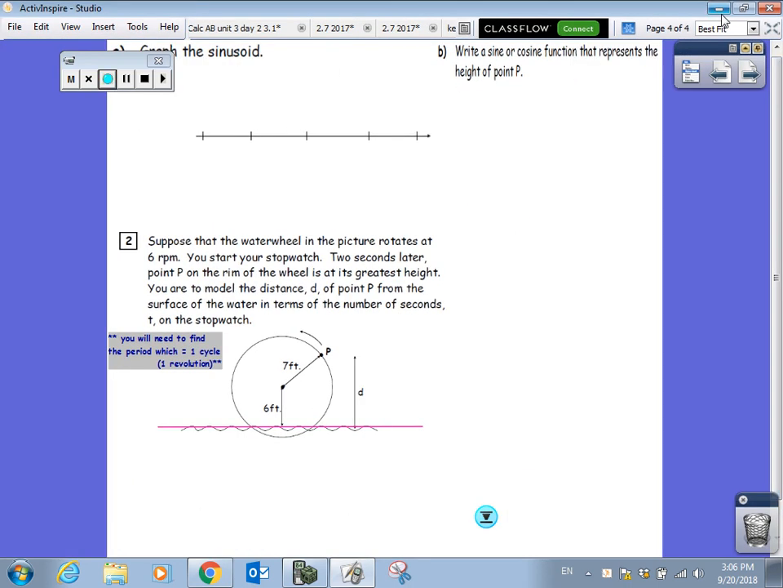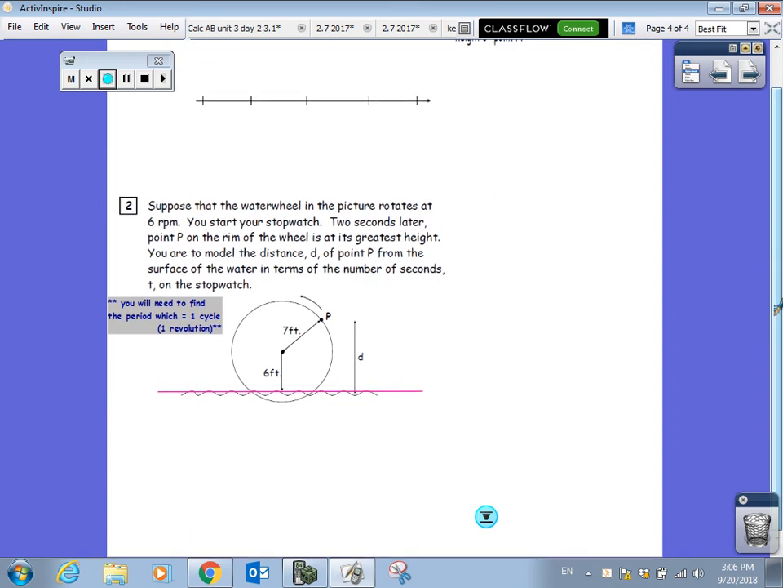All right, so the situation is a water wheel rotates at 6 RPMs. Now that's going to be important in a second. Right now, we're going to skip that. But that's going to be important in just a second when we find our period. Revolutions per minute. Revolutions is going to be important for finding your period, which is one cycle, which is one revolution. All right, so we start our stopwatch. That's time equals 0. Do we know anything about the height when time equals 0? No. So that information is just extra stuff that we don't even care about.